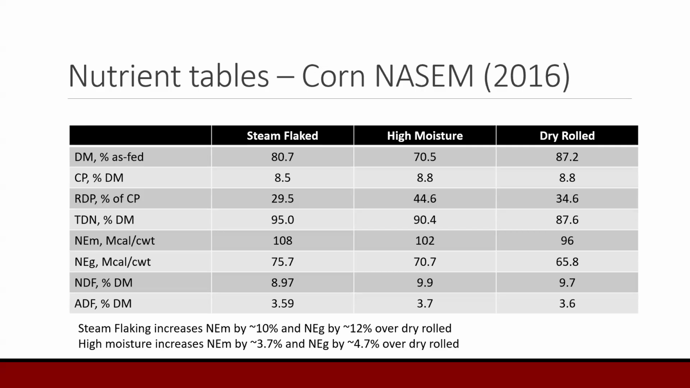So dry rolled corn, relative to the other processing methods, will have the lowest TDN, driven by a lower ruminal starch availability, okay. High moisture corn is more, and then steam flaked corn is the highest, okay. So steam flaking has the highest amount of starch availability, okay.